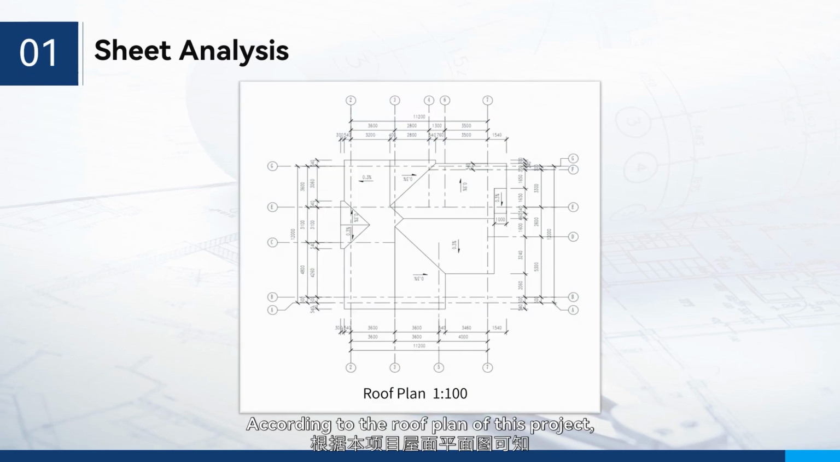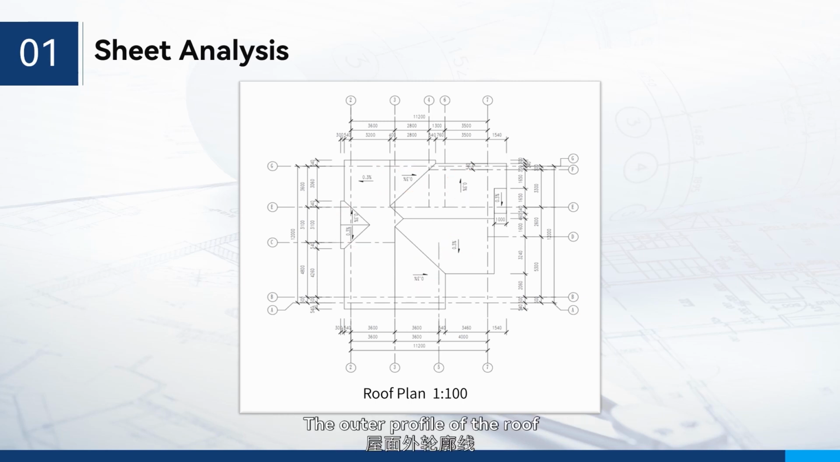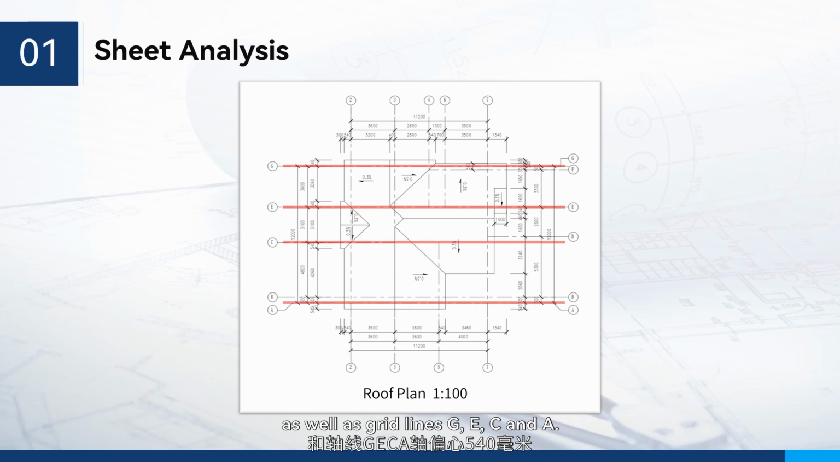According to the roof plan of this project, the roof is built with 200 mm thick concrete slab. The slope of all sloping roofs is 0.3%, and the roof profile is shown in the figure. The outer profile of the roof is 540 mm away from grid lines 2, 4, and 7, as well as grid lines G, E, C, and A.